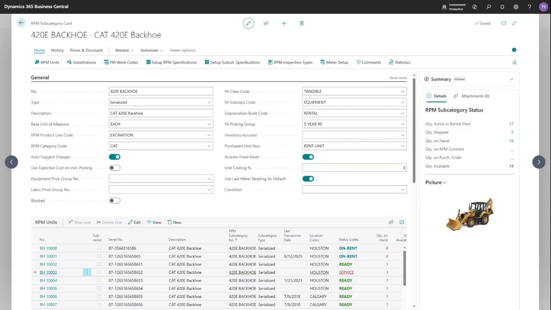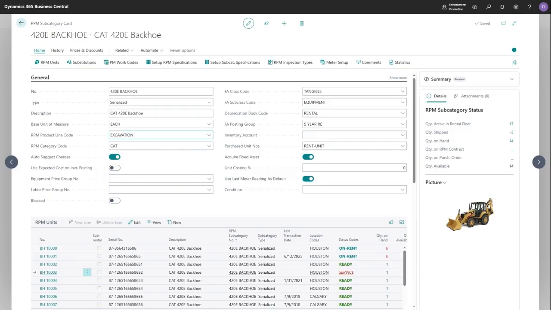An RPM subcategory represents the model of equipment that you would be renting, selling, or servicing, and it is the starting point for all quotes, contracts, work orders, etc. We actually have four levels of tracking our equipment.